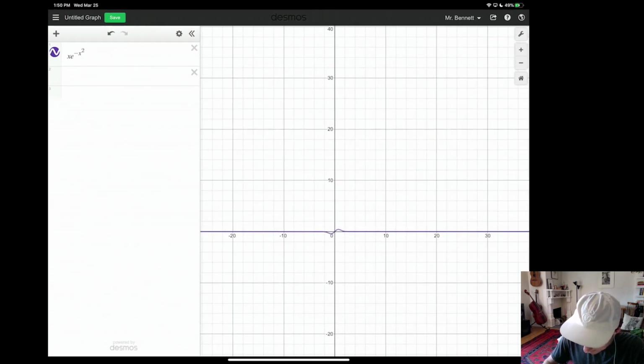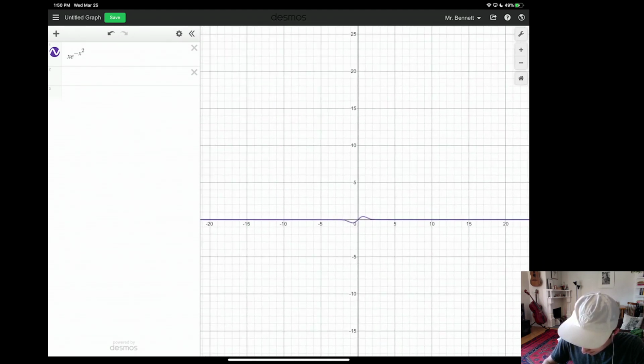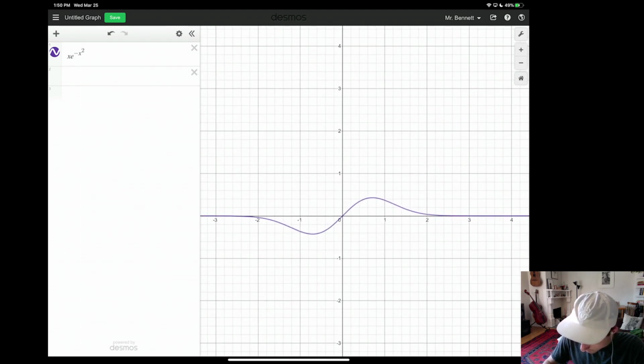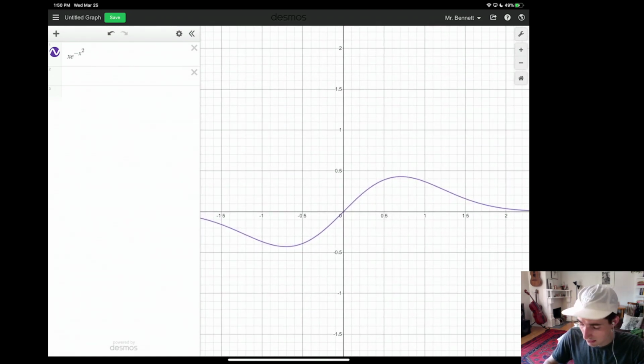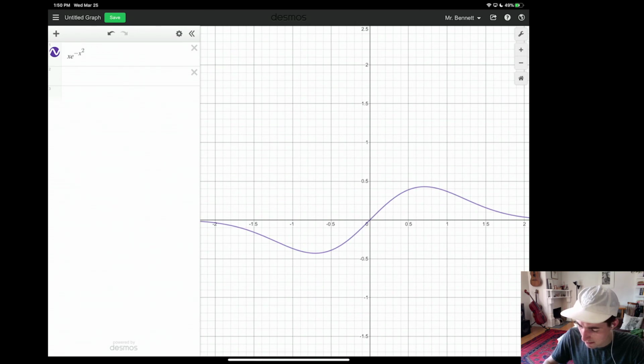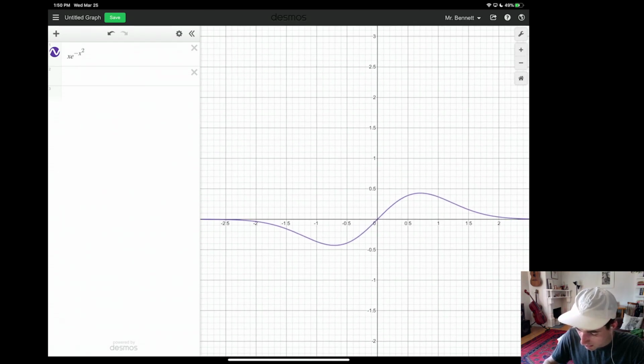So it looks like this is an odd function, right? My guess is that the integral is going to be 0, because the little bump on the left is in the negatives and the bump on the right is in the positives. They look like they're about the same size. So yeah, my guess is that this integral is going to be 0.